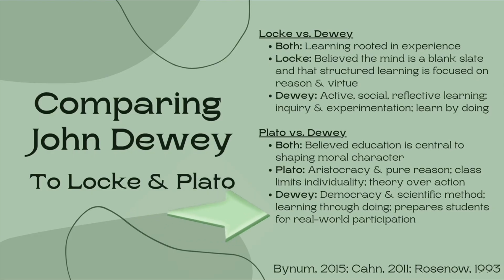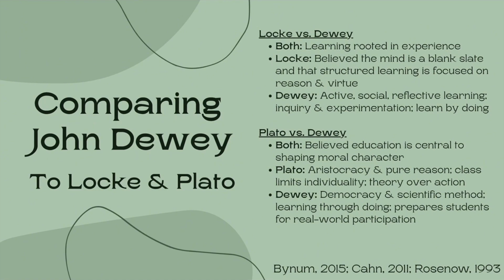A similar contrast appears when comparing Plato and Dewey. Plato emphasized aristocracy and the power of pure reason, envisioning a class-based society that limits individuality and overlooks the importance of action to gaining knowledge. Dewey, by contrast, viewed democracy as a scientific method, seeing observation, reflection, and testing as the best path to understanding. For him, genuine knowledge comes from doing, and education should prepare students to think critically, act intelligently, and participate fully in society.